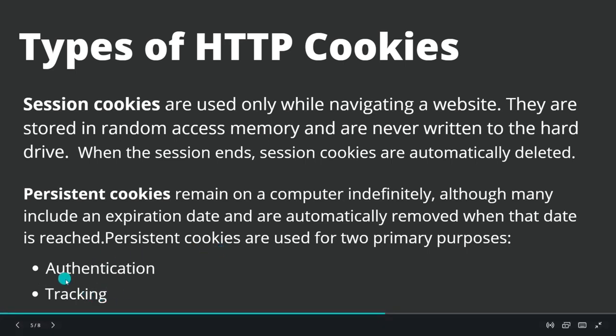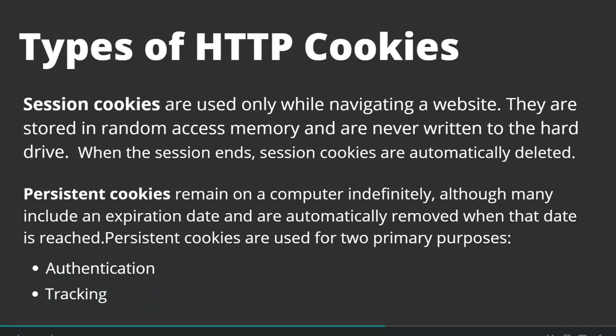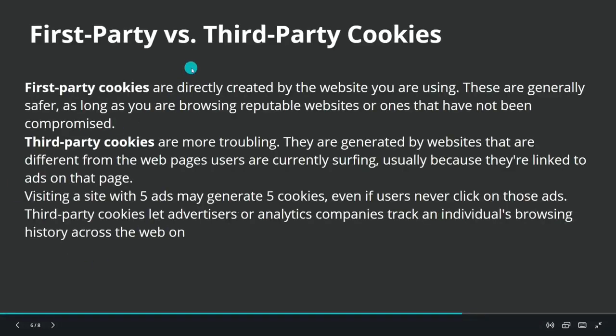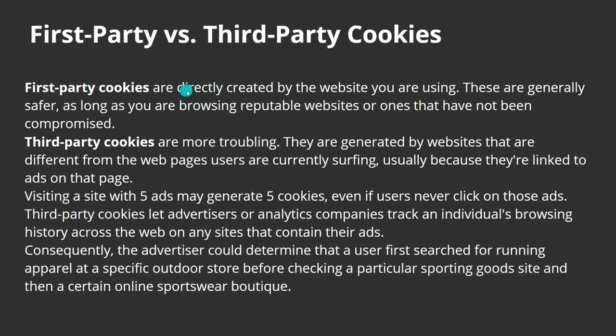Now, in order to understand tracking, you first have to understand what first party cookies and third party cookies are. So, first party cookies versus third party cookies. First party cookies are directly created by the website you are using. These are generally safer as long as you are browsing a reputable website or one that has not been compromised. So these are the cookies that are actually sent by the website that you are currently visiting.